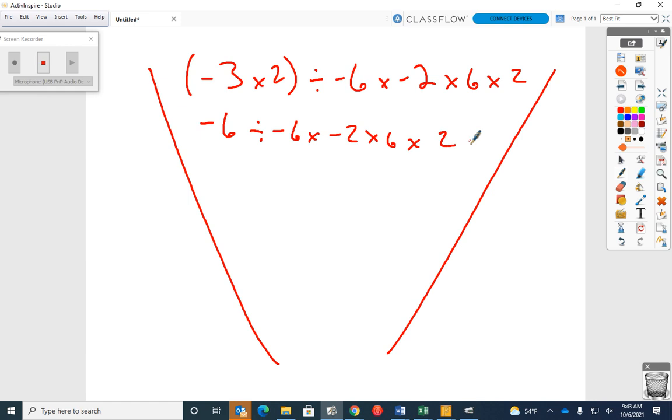So what I'm going to do next, I don't have any exponents. Okay? So I'm going to go to my next level, which is multiplication and division. Do I have some multiplication and division here? Yes. So I'm going to take care of this first. Negative 6 divided by negative 6 is positive 1 times negative 2 times 6 times 2. Okay? Now all that's left up here is what? Multiplication. What's 1 times negative 2?